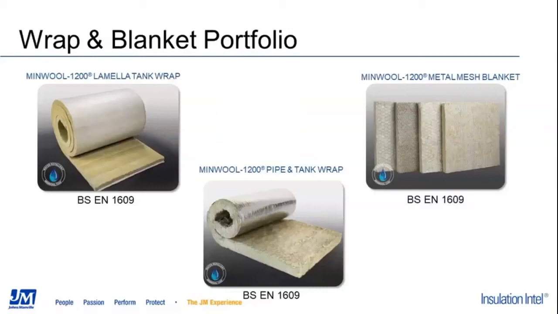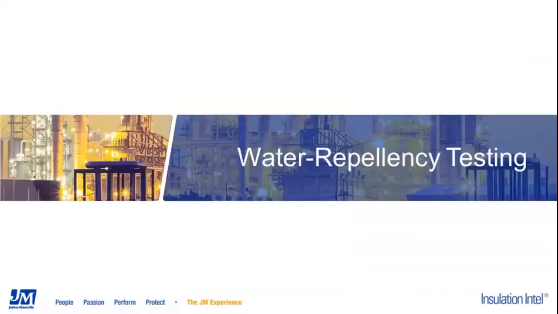So we have our Lamella tank wrap, which is basically a material manufactured from strips of board material glued or adhered to a backing, as well as our pipe and tank, which is a material that is fabricated in that format rather than being segments that are glued together to a backing. And then also the metal mesh blanket, which is the flexible mineral wool with a chicken wire-like wire mesh on one side that can be conformed around different shapes, and it will hold that shape once it is formed. So you can see there is quite a wide variety of different configurations available.